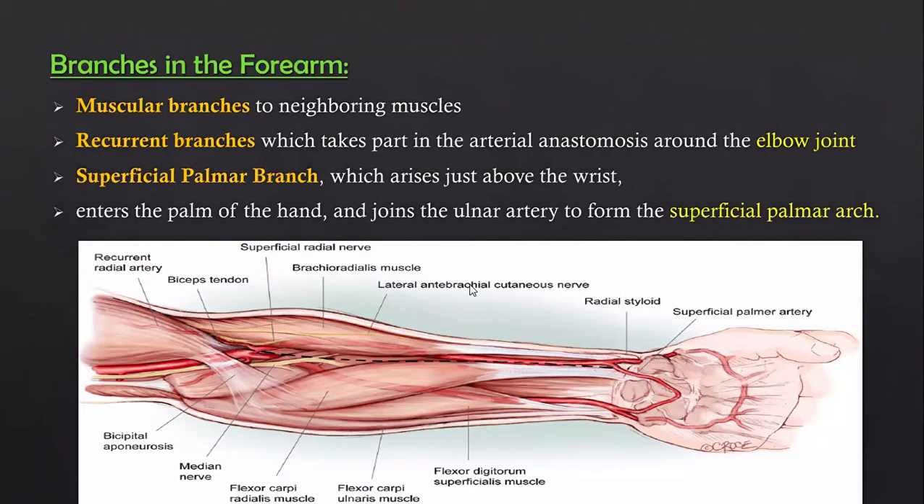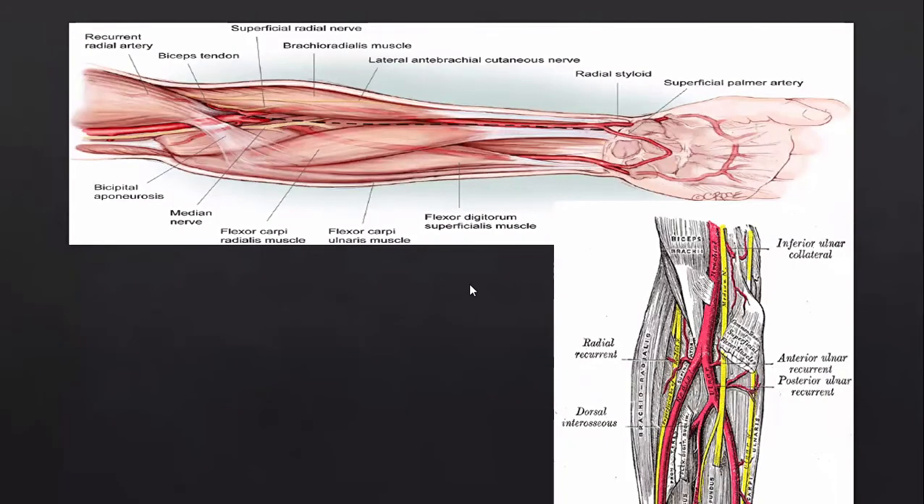The branches of the radial artery in the forearm are muscular branches to the neighboring muscles, and recurrent branches which take part in the arterial anastomosis around the elbow joint. So these are the recurrent branches of the radial artery.